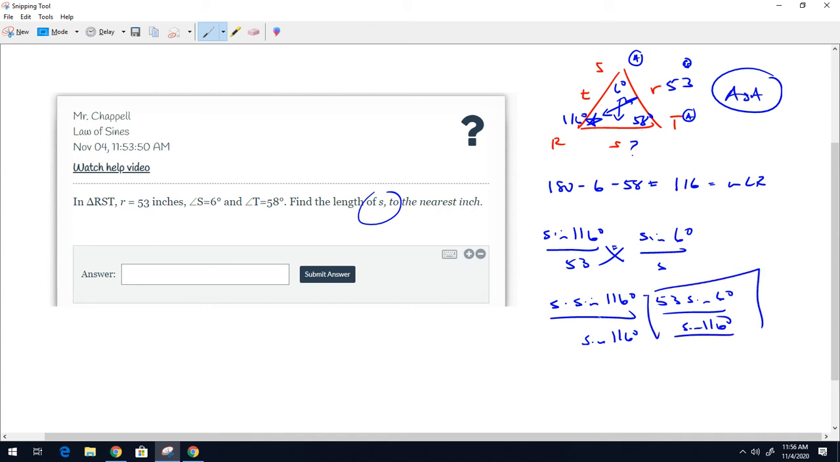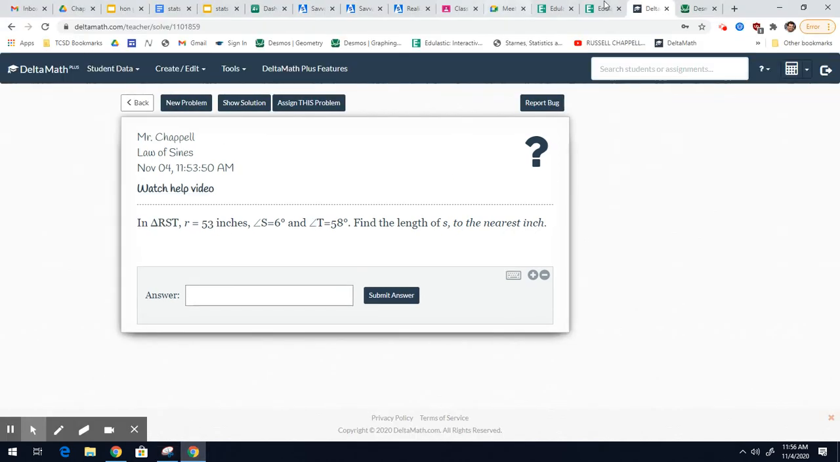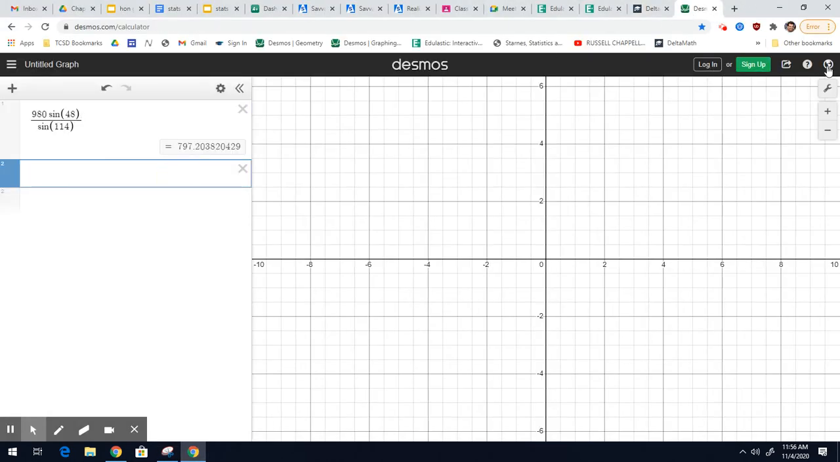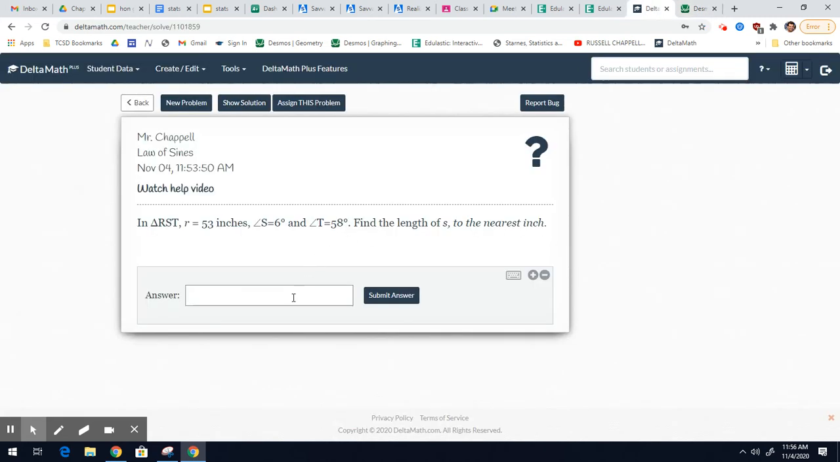And this is what I'll type in my calculator to get what S is: 53 sine of 6 divided by sine of 116. So I'll do that right now. I can go to my calculator, make sure I'm in degree mode, which I think I am still. Yes, I am. So we'll do 53 sine of 6 divided by sine of 116. And I get 6.16. The 6 makes the 1 become a 2. 6.2.